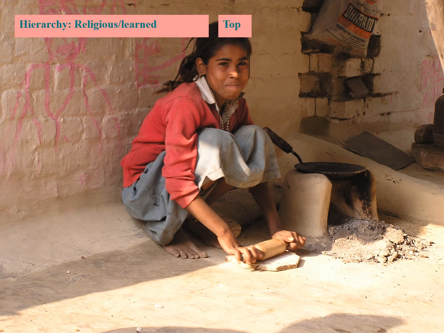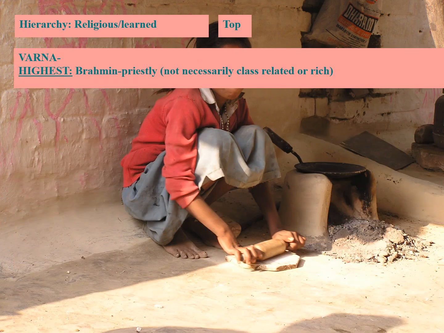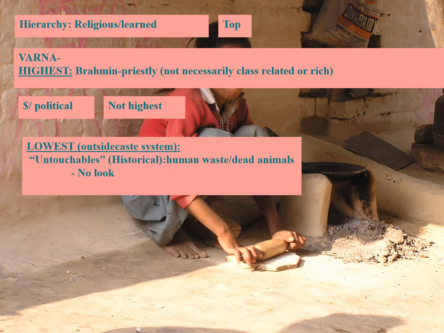So at the very top are religious individuals or the learned individuals. They are not necessarily the highest class, or they're not necessarily the richest. It actually had to do with scholarly learning or religious learning. So then next would be the people who have money or who are politicians. And then the lowest, right, are the untouchables.